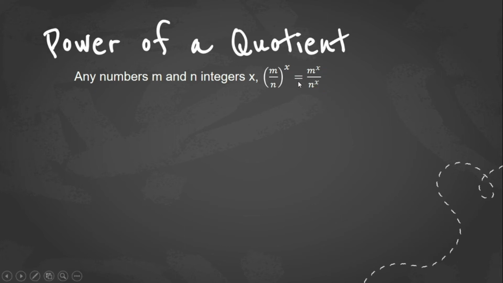So therefore, we're gonna multiply this power dun sa mga exponents sa loob. And may understood na 1 yan, may 1 yan. So x times 1, x times 1, x. So we have m raised to x all over n raised to x. So let's have an example. I have here 3 over 2 to the power of 3.